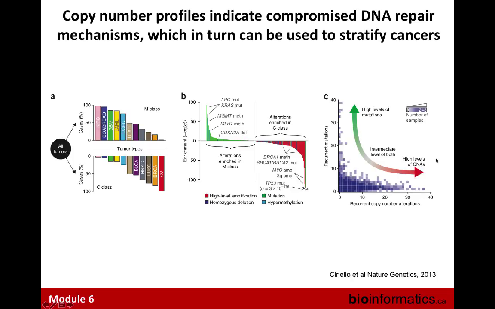The presence of both DNA repair mechanisms being altered is very, very rare and likely selected against. So we don't really see anything in this middle space. So yes, most cancers reside mostly at the ends of these scales.